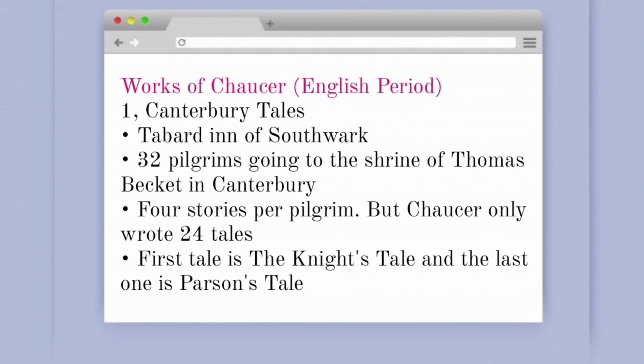Then in the 3rd period, Chaucer's masterpiece the Canterbury Tales was written, and the plan is, there was a group of pilgrims, around 32. They were going to visit the shrine of Thomas Becket in Canterbury. So in Canterbury, they are on their pilgrim way. On this pilgrimage, they want to stay at an inn for some rest or for gathering people for going on the pilgrimage. So they are at the Tabard Inn of Southwark.